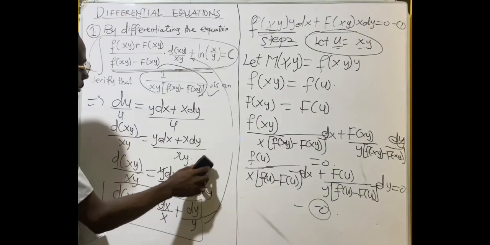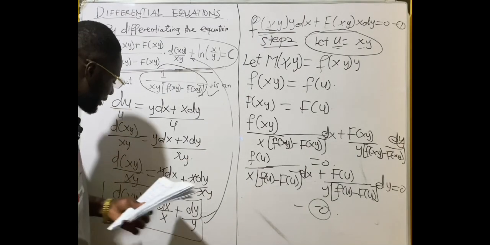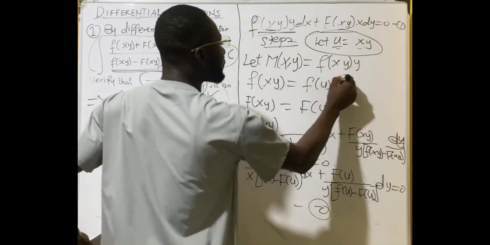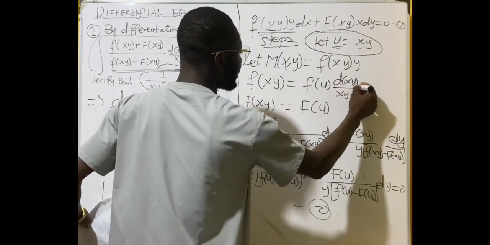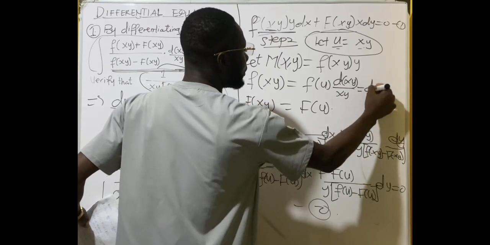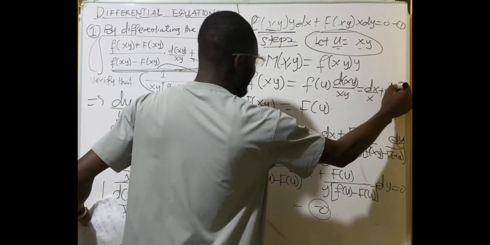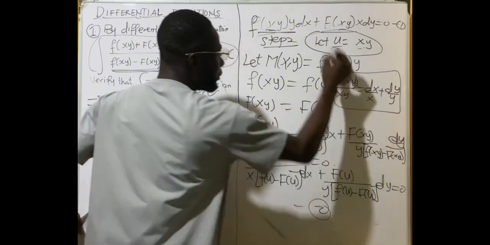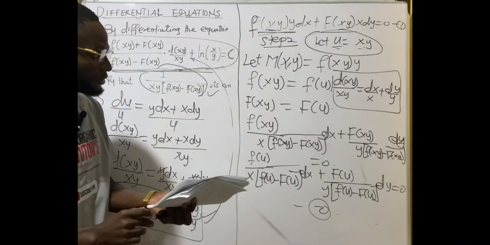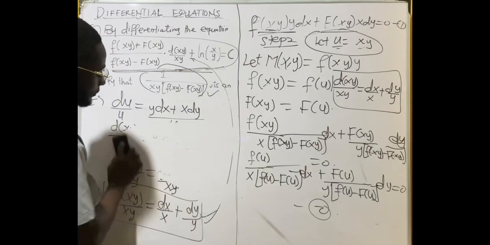So now let's move up here. I don't want to clean this because we are going to use it. So let me write that here. dxy over xy is equal to dx over x plus dy over what? y. So note this information is very useful. So let me clean this.